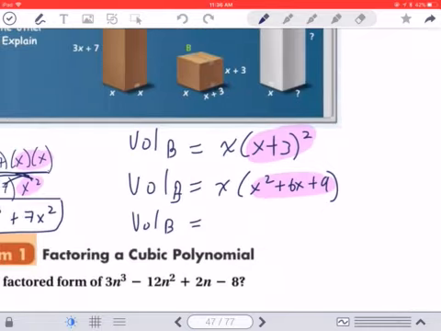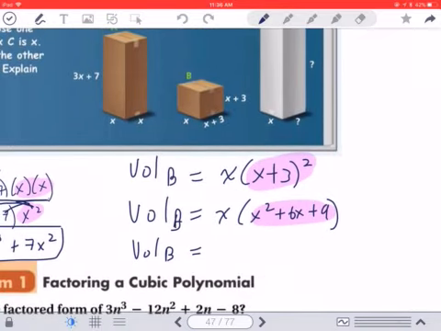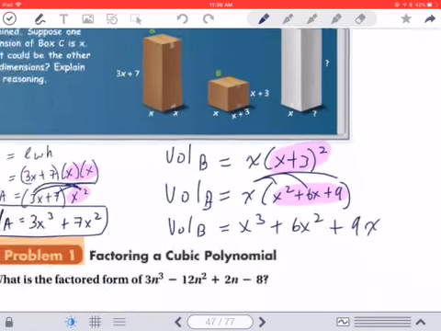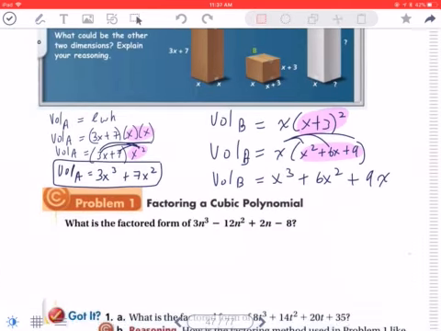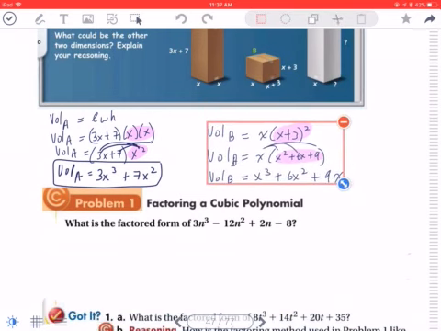So x times x squared is going to be x cubed. x times 6x is 6x squared. And x times 9 is going to be 9x. So that would be the volume of box B. Okay, so now that we've got the volume of box A and box B, let's combine these two. So we have to combine like terms.